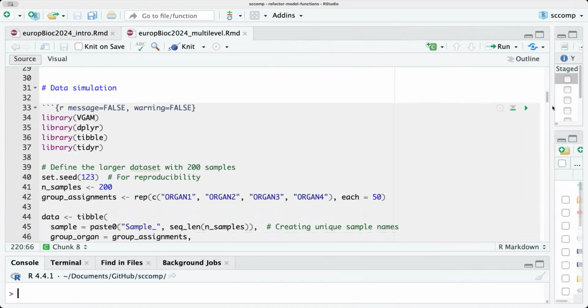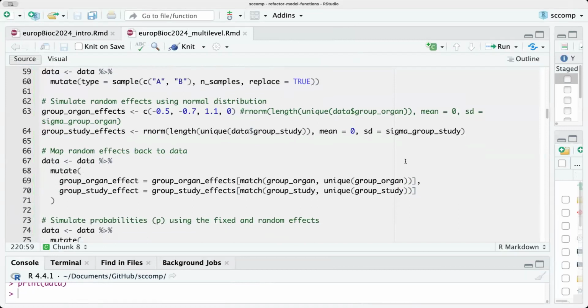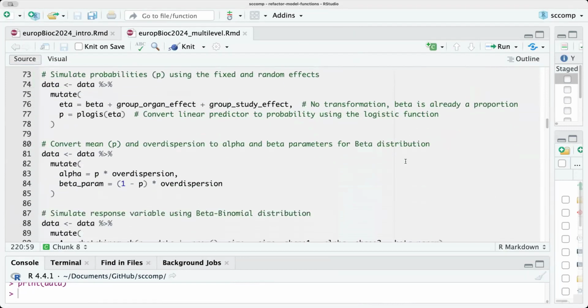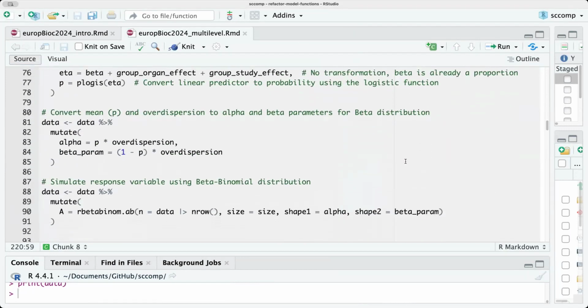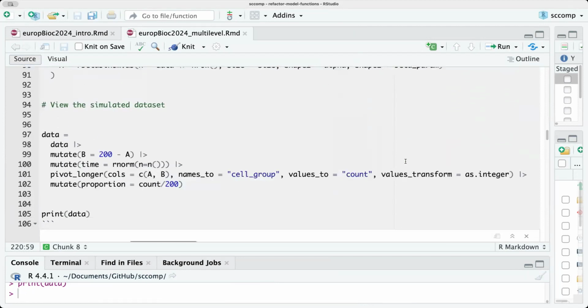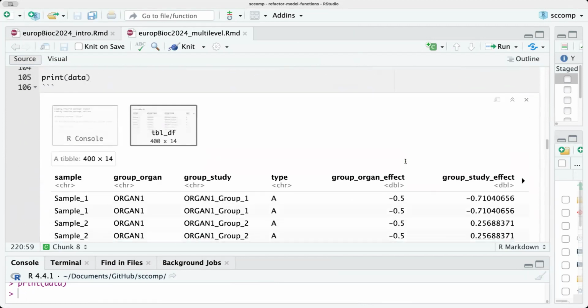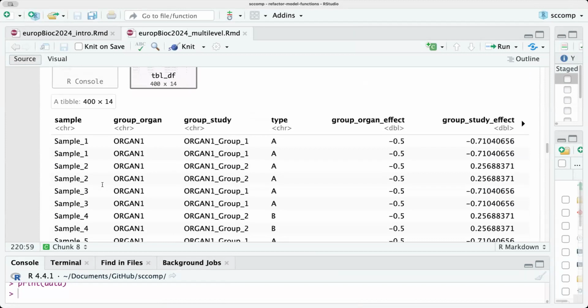Let's push this back. Okay, so the first block, I'm just simulating some data. This is a very, very simple model with just random intercept, basically. But it gives us the opportunity to visualize the data as well, simply. So this, I was talking about what a count table looks like as input of sccomp.